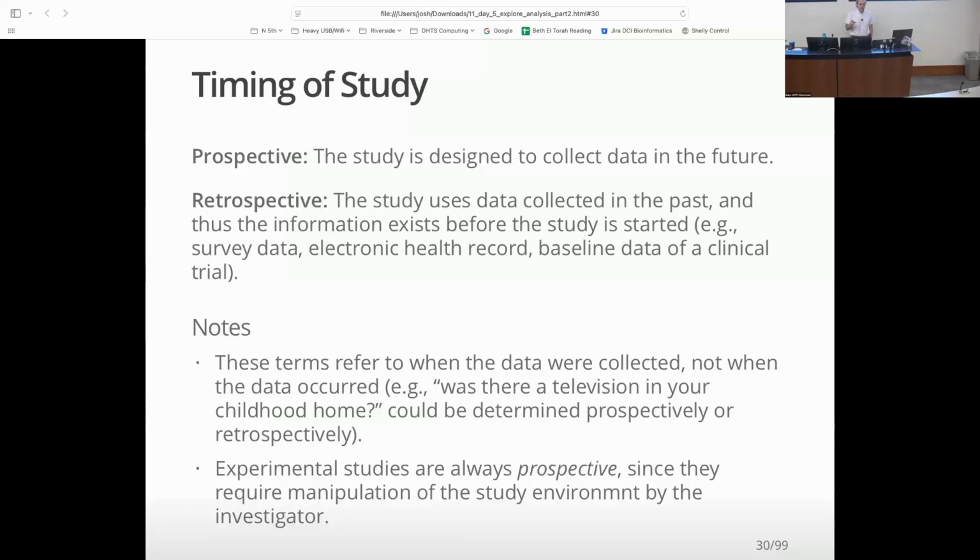Whereas if you are looking at survey data that was collected 10 years ago, where someone asked, maybe as part of a survey that had 50 questions, who knows, one of the questions was, was there a television in your childhood home? And I'm doing the study today. That's a retrospective study because the data was collected 10 years ago. Does that make sense? Questions about that? Okay.